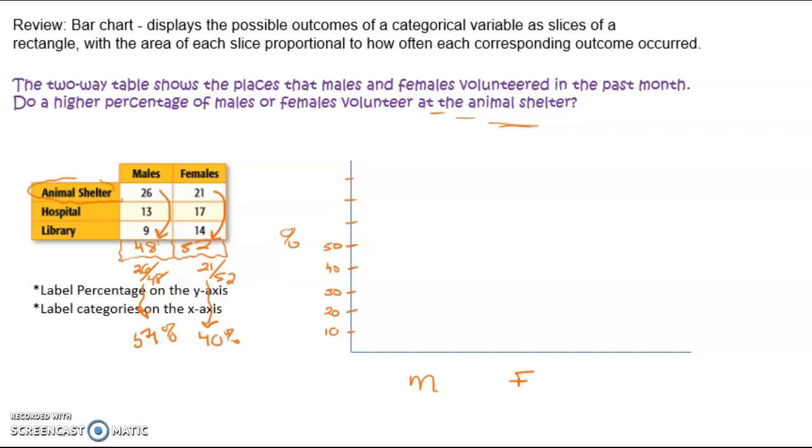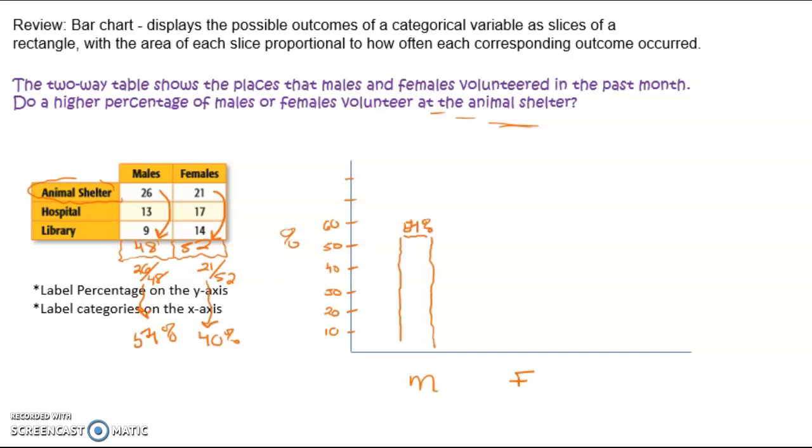So, looking back at the table, 54% of the males participated at the animal shelter. For the females, it would be 40% of the females volunteered at the animal shelter. So now going to your bar chart, 54. So let's go up to 60. 54 is going to be right in here. I'm going to try to make this as neat as I can. Just to make it a little bit better, I'm going to put my number right here on top.